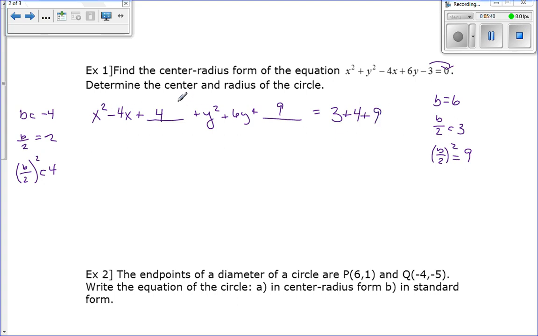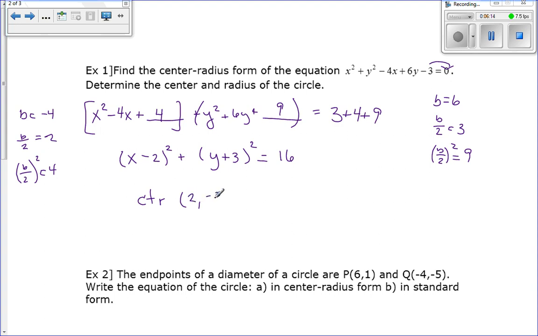Now I need to factor this portion, and that becomes (x minus 2) squared, plus I need to factor this, which is (y plus 3) squared, equals 3 plus 4 is 7 plus 9 is 16. Now I have my center radius form of the equation because I can find my center and my radius by looking at this. So the center of this equation is 2, negative 3, remember it's always the opposite, and my radius is the square root of 16, which is 4.